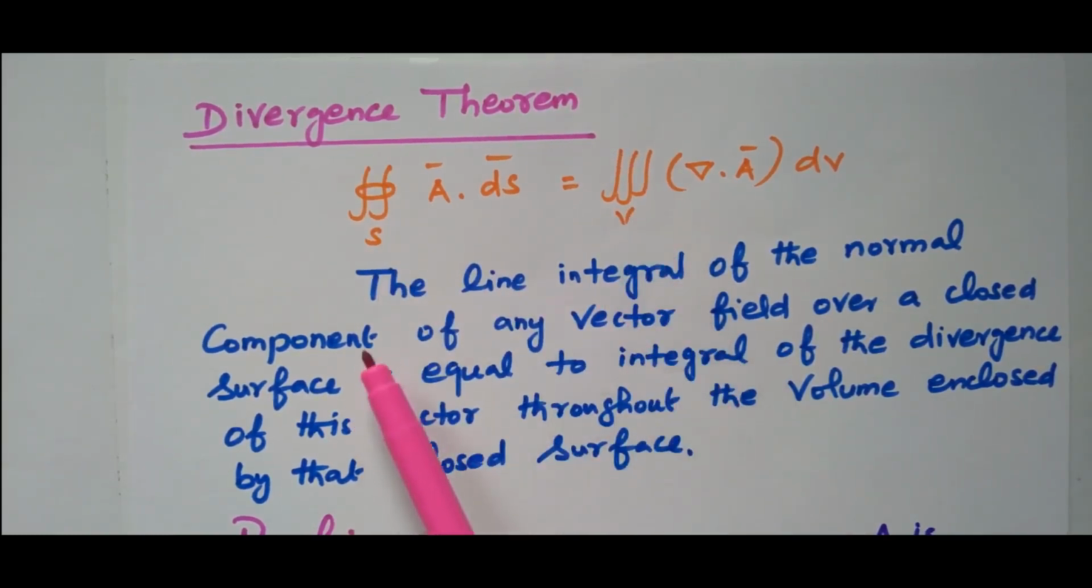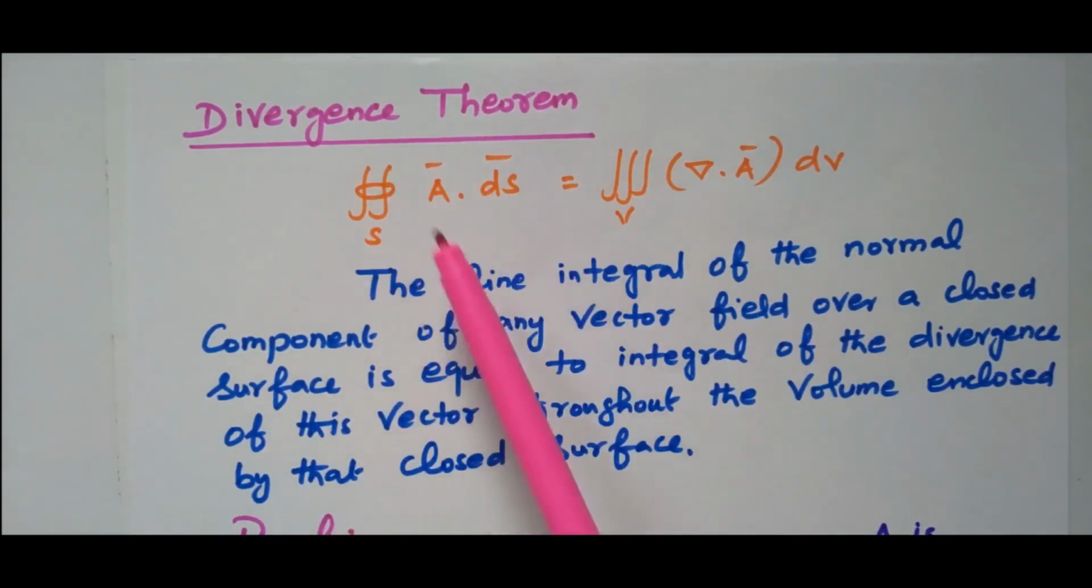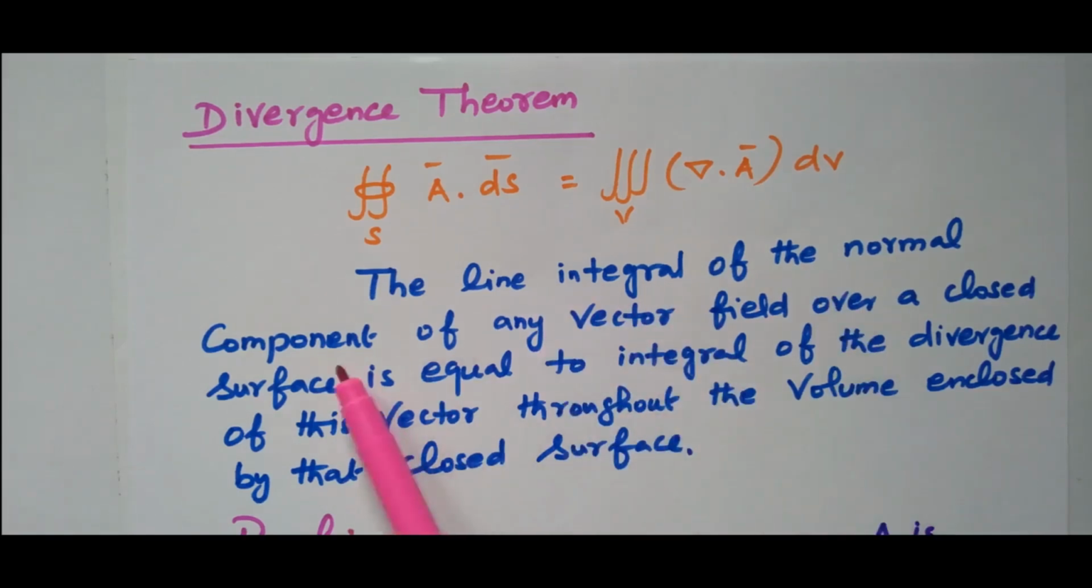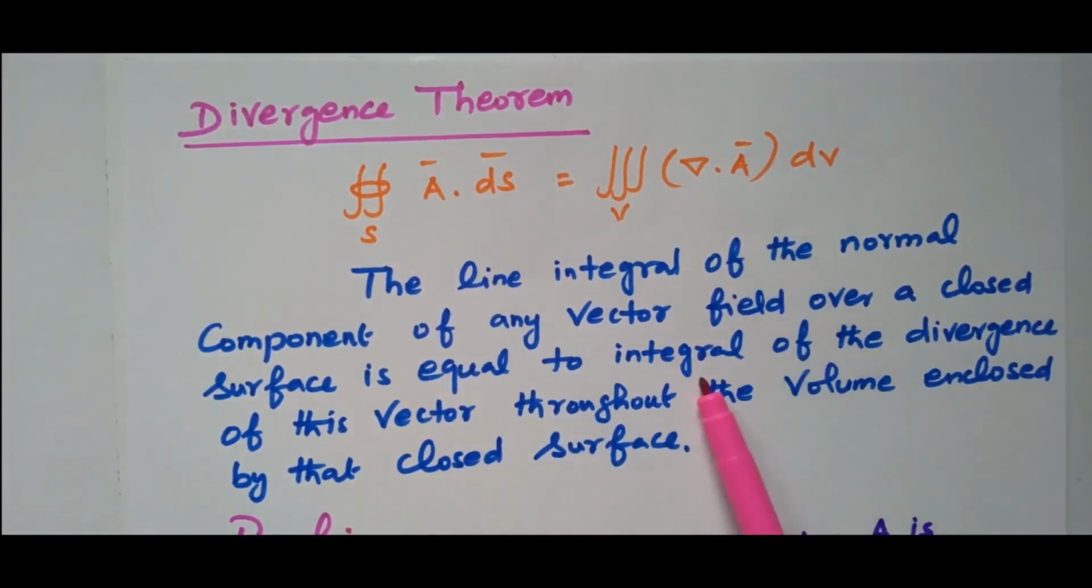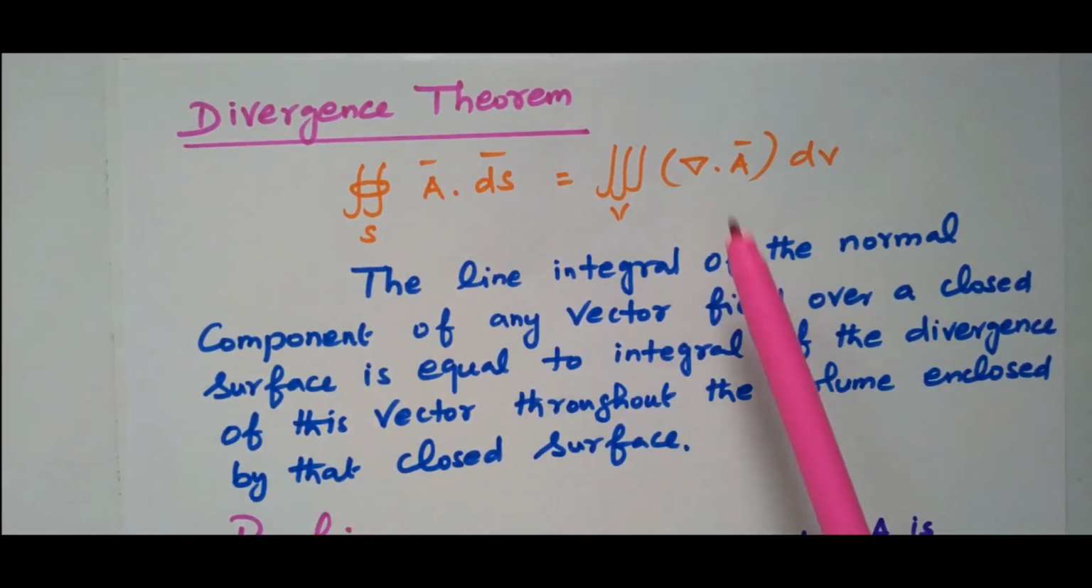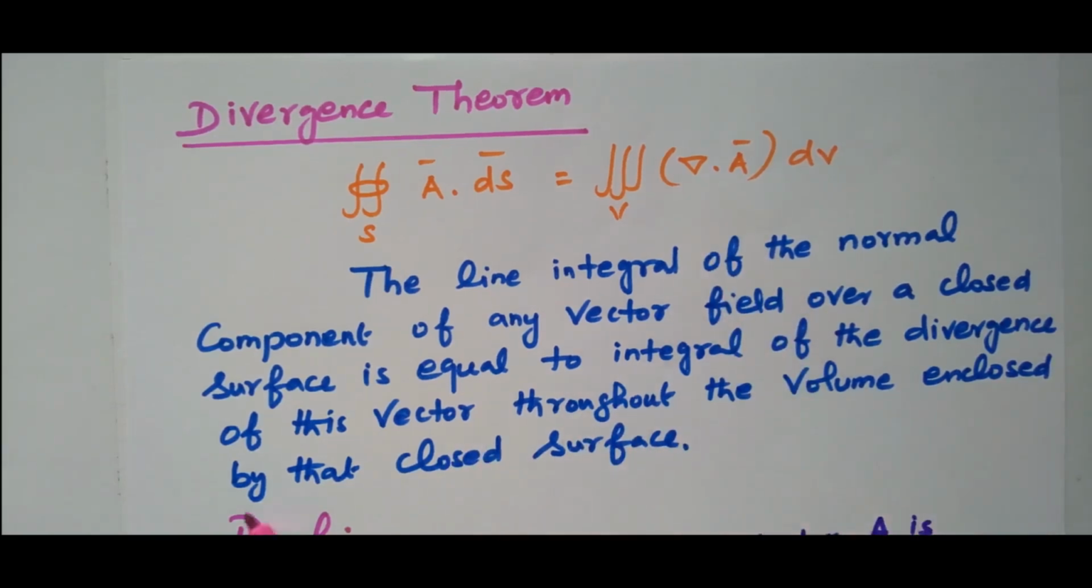What is the definition given? The integral of the normal component of any vector field over a closed surface is equal to the integral of the divergence of this vector throughout the volume enclosed by that closed surface. So this is the surface, and this one is the volume enclosed, right?